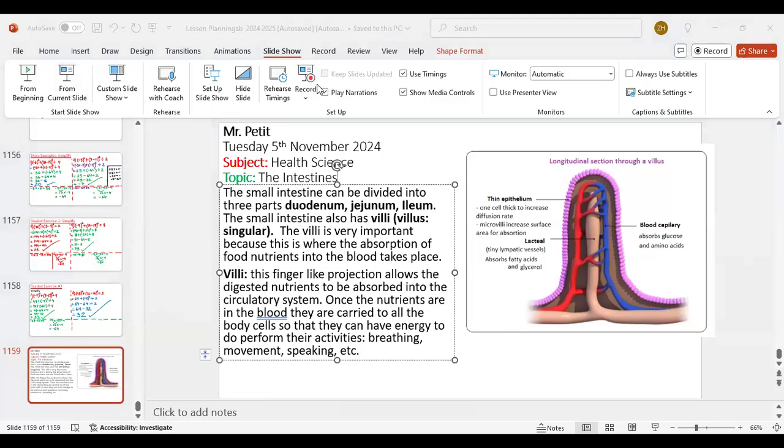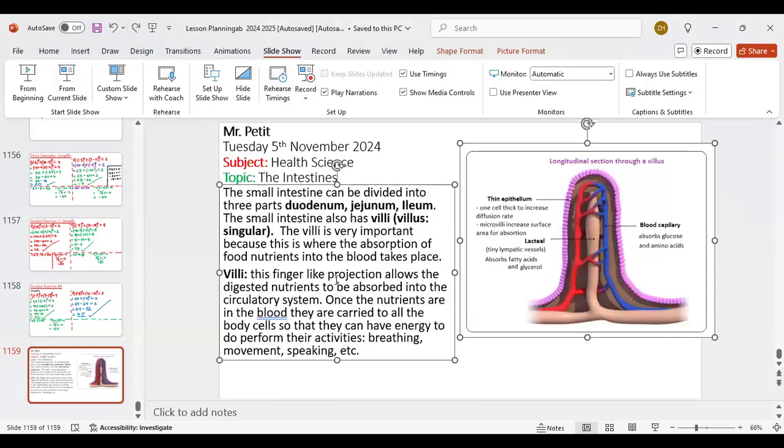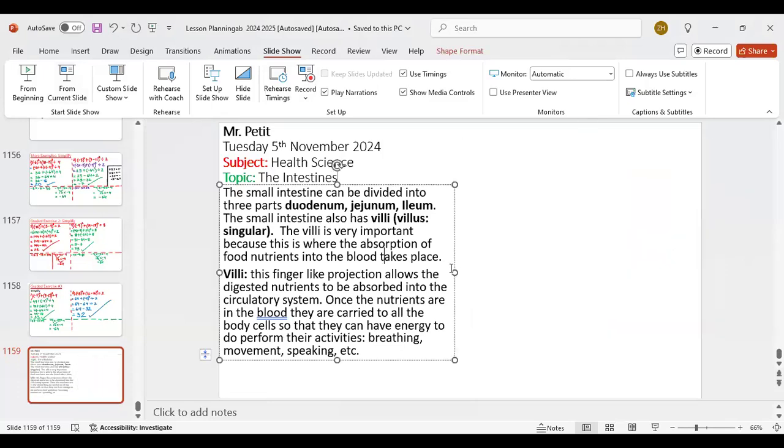Okay, so that is the small intestine. Now let's go to the large intestine. The large intestine, one of the most worthless organs in the body. That's not true. That's so not true.